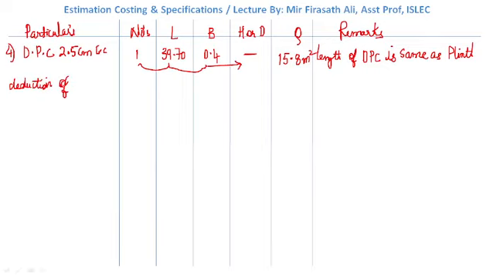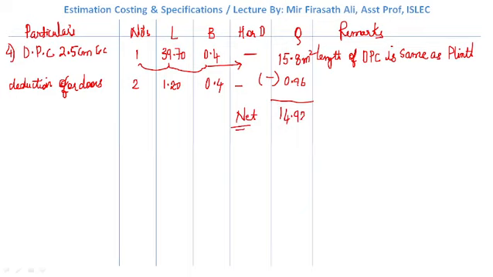Deduction for doors. How many doors do we have? 2. What is the length given in the plan? 1.20 meters. Breadth is 0.4. Again we will leave the thickness. The quantity is 0.96. We need to subtract this value and we will get the net value. If we subtract from the above, we get the value as 14.92 meter square.